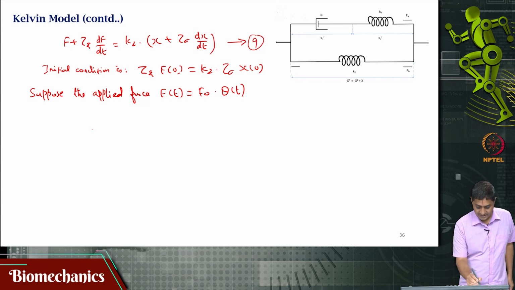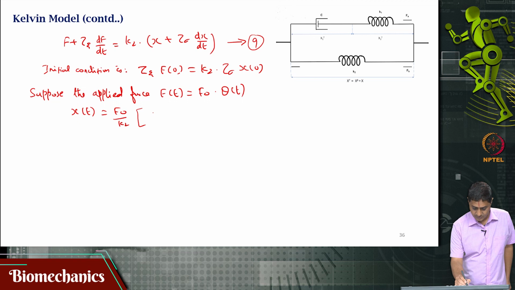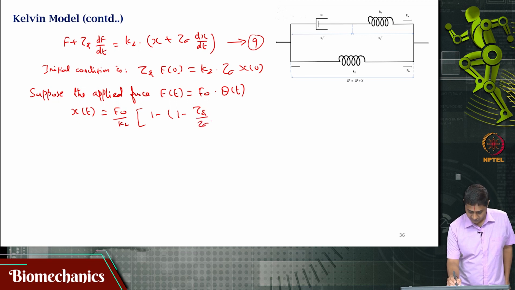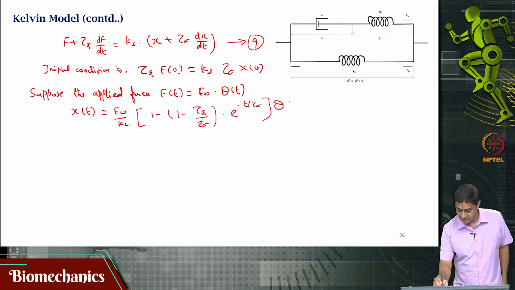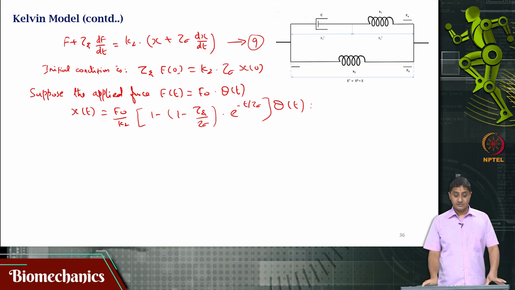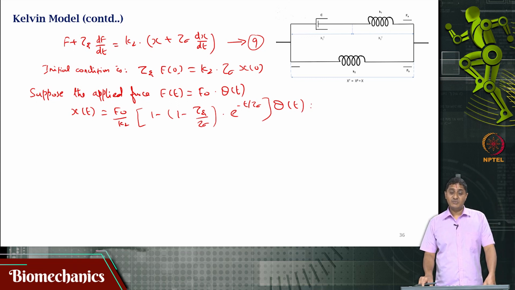That would be x of t is f naught by k2 times 1 minus tau epsilon by tau sigma, the whole thing multiplied by e power minus t by tau sigma, and this whole thing is multiplied by theta of t. So, this will be the deformation when a step change in force is applied. Okay.